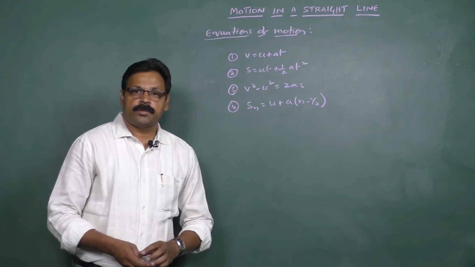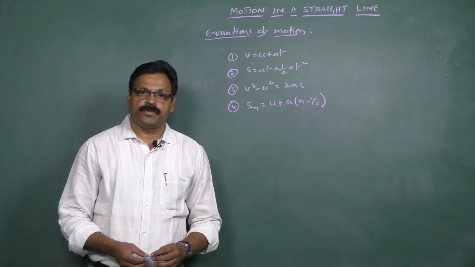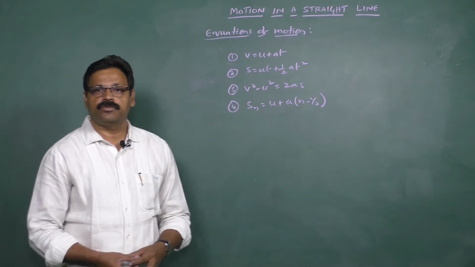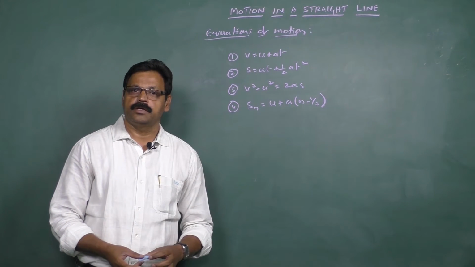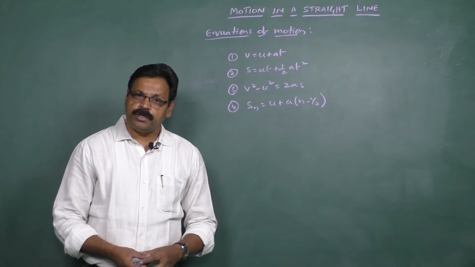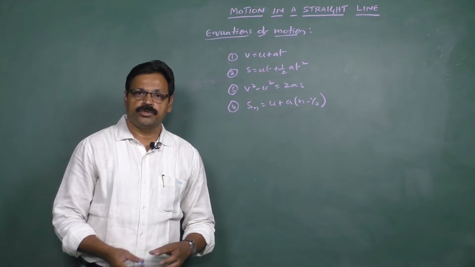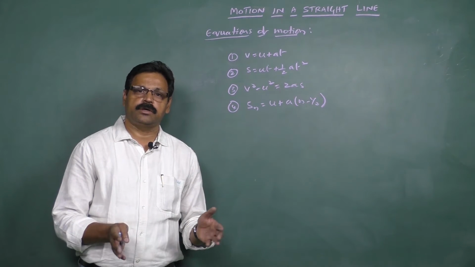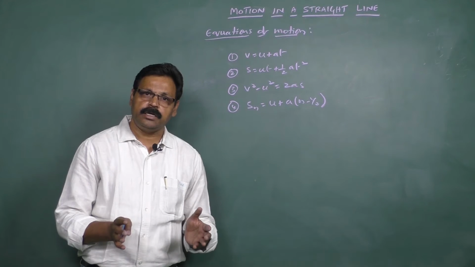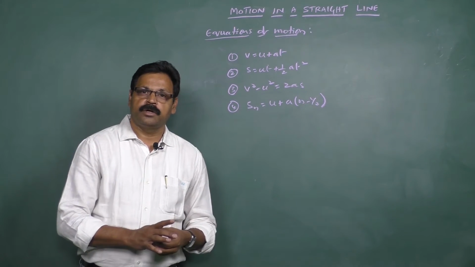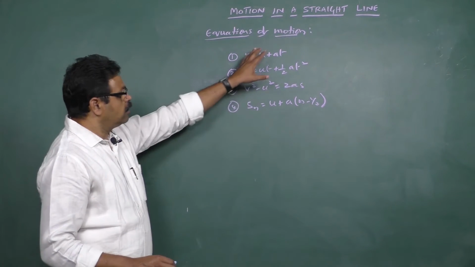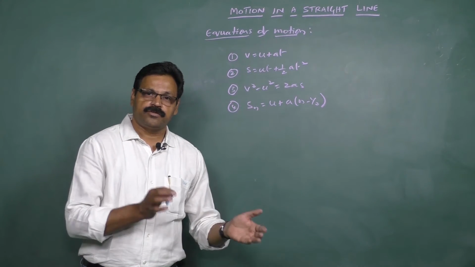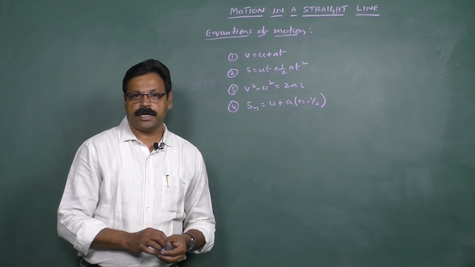Now we are going to look at something about the equations of motion. Equations of motion are those which govern the motion of a body when it is moving along a straight line. Even in the case of two-dimensional motion, these equations of motion can be used, provided the velocities or accelerations are taken in their respective components. Here our discussion is restricted to the equations of motion pertaining to the straight-line path.